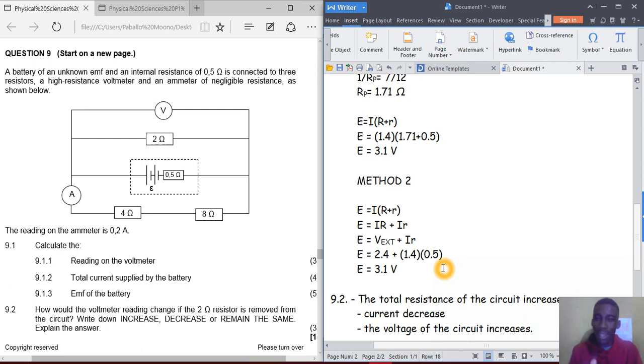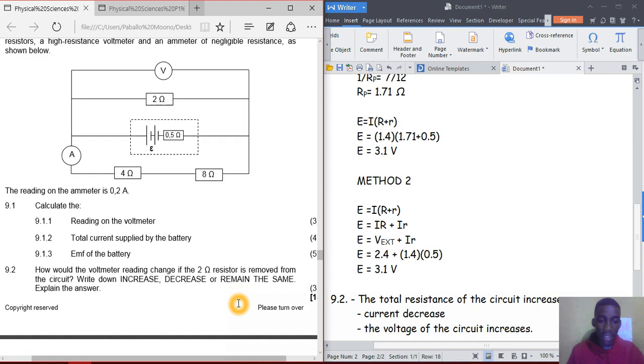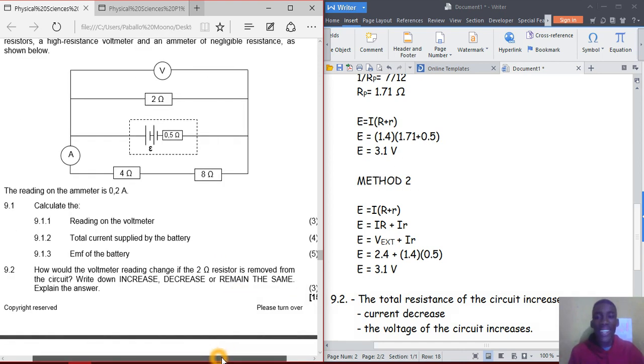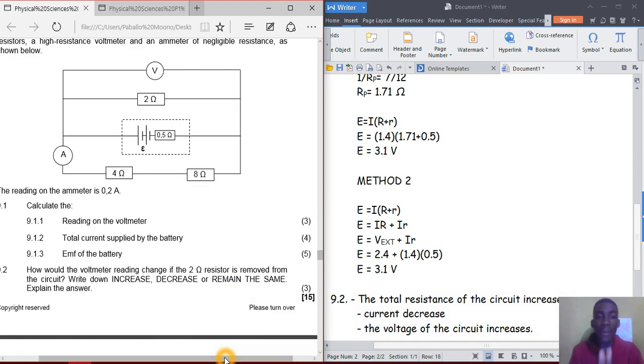As easy as that. So guys, that's 15 marks max. So yeah, I hope it helps.